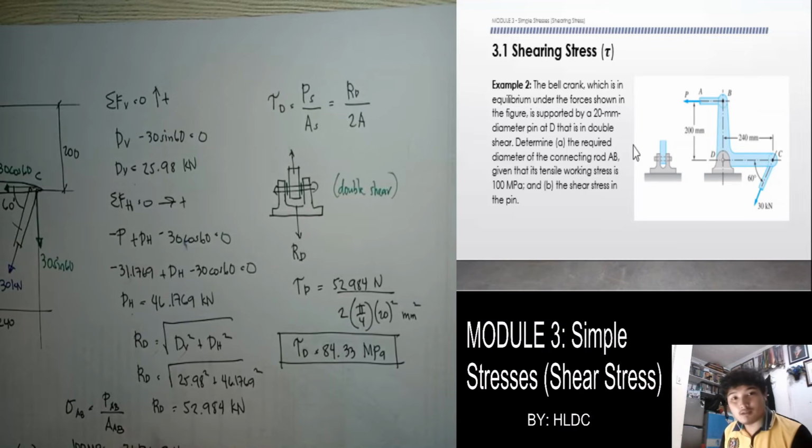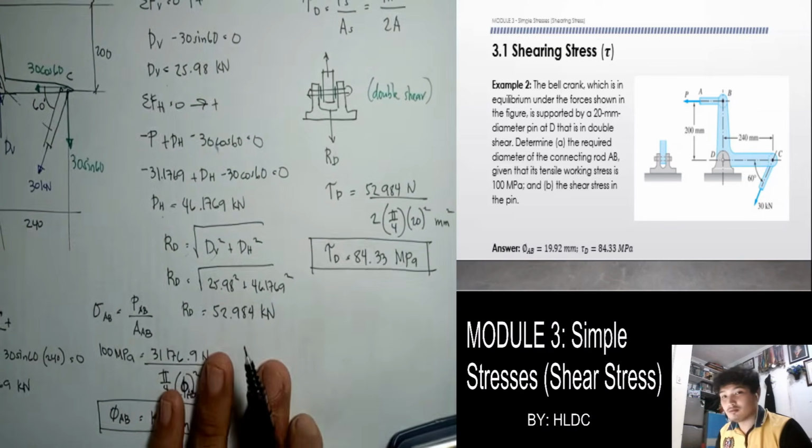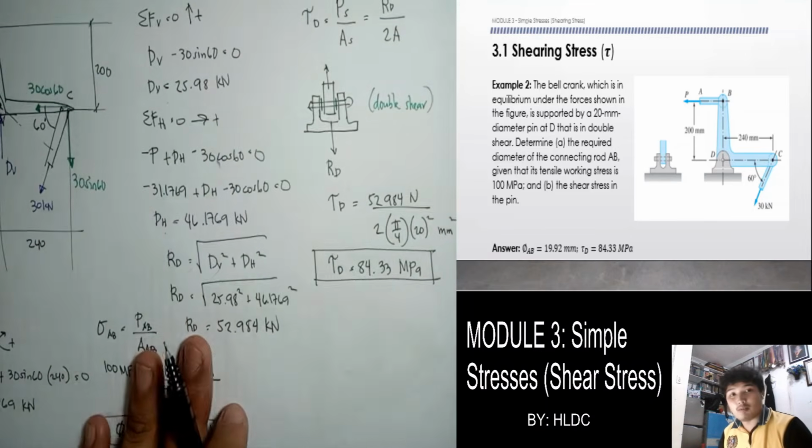So check natin class kung tama yung sagot. So area 19.92. And then ayun, tama. Okay, next.